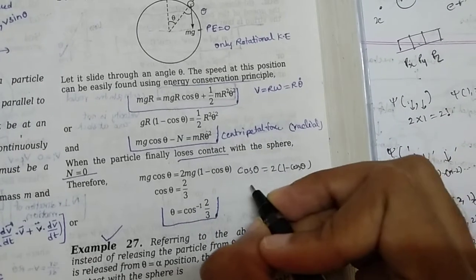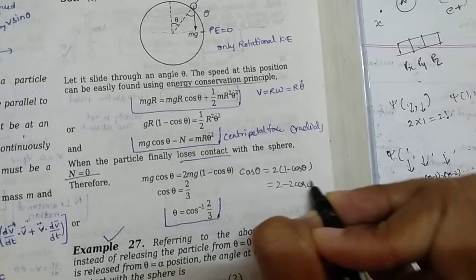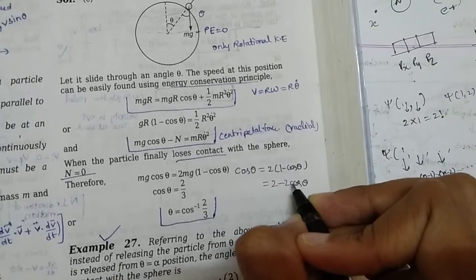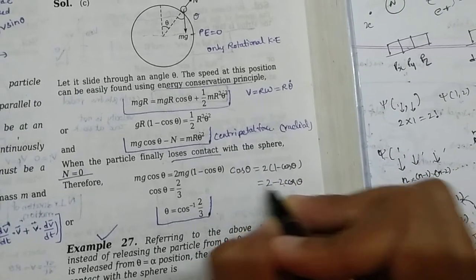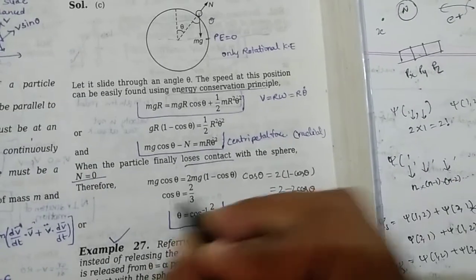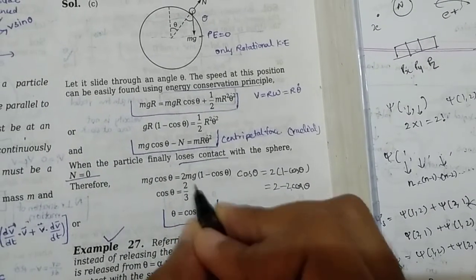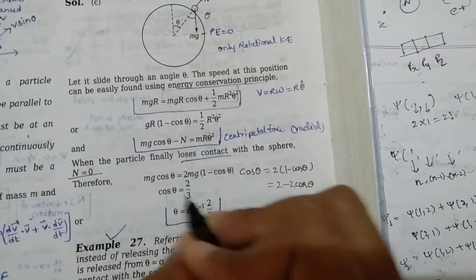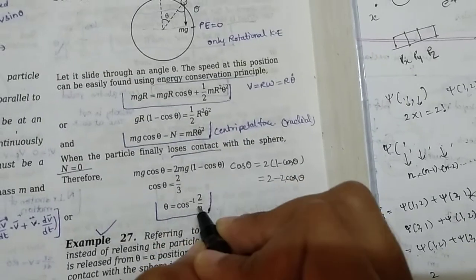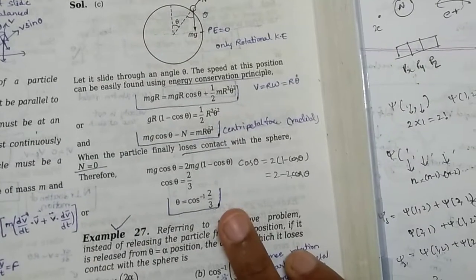So this is nothing but cos theta is equals to 2 minus 2 cos theta. This minus 2 cos theta would go to that side and it would become plus 2 cos theta. So cos theta plus 2 cos theta is nothing but 3 cos theta. So 3 cos theta is equals to 2, and cos theta is equals to 2 by 3. By solving this equation, finally we have cos theta equals 2 by 3, and theta is cos inverse of 2 by 3. So this is the required answer.